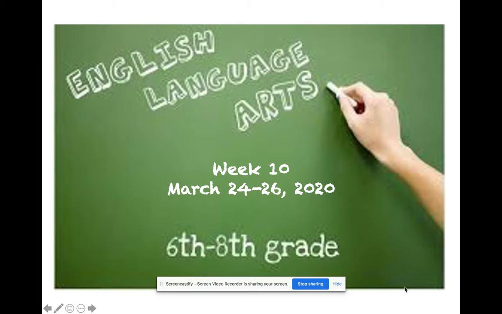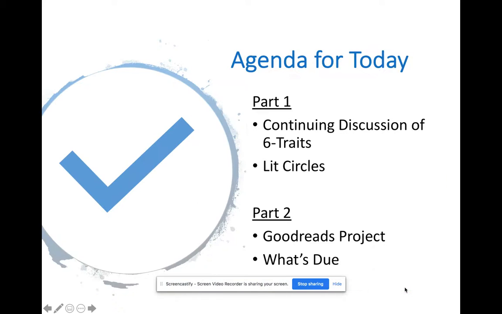Okay, so it is our first official week of online class. Thanks to those of you who got started and did what you needed to do to prepare. Our agenda for today, I'm dividing this into two parts. We're doing part one and part two at about 15 minutes each because I don't want the files to be too big. So I just started my stopwatch. Part one, we're going to just continue our discussion of the 6 traits and talk a little bit about lit circles. And then in part two, we're going to move into the Goodreads project and what's due for next week.